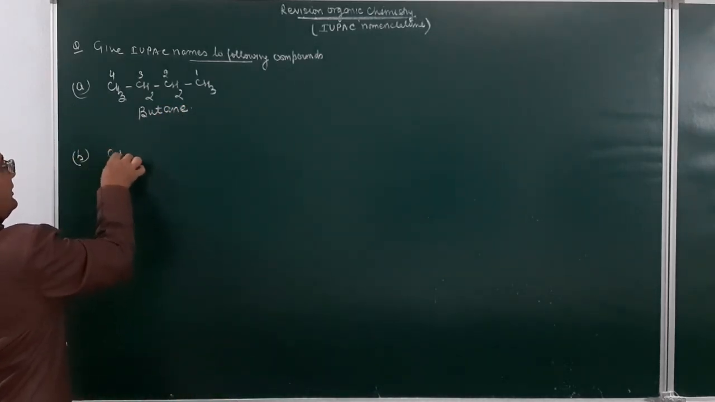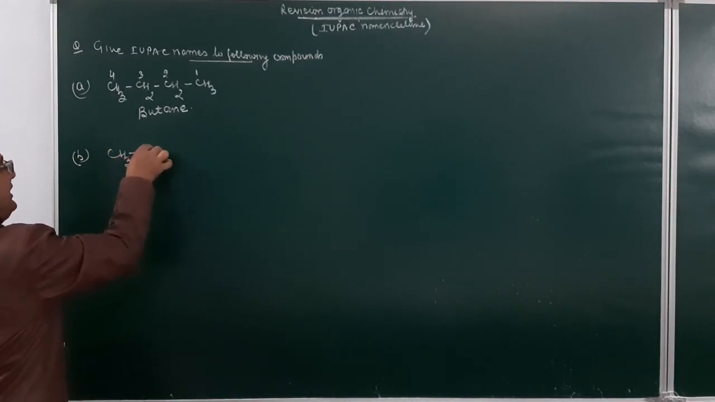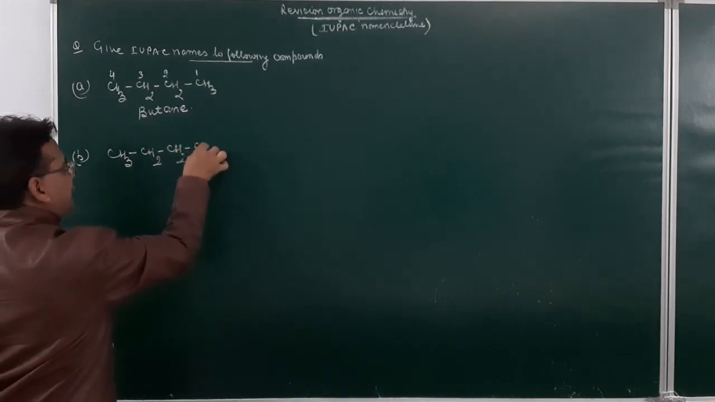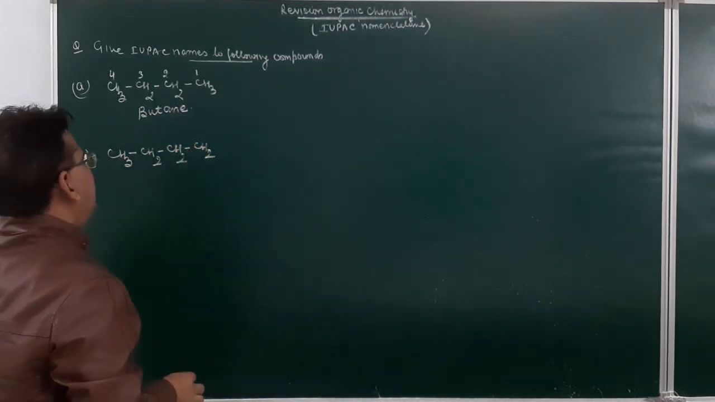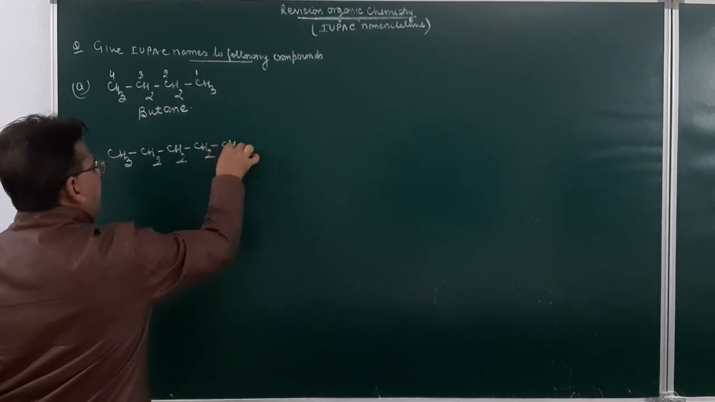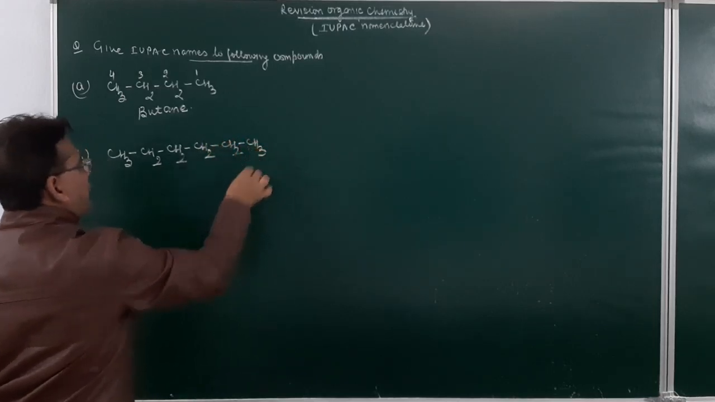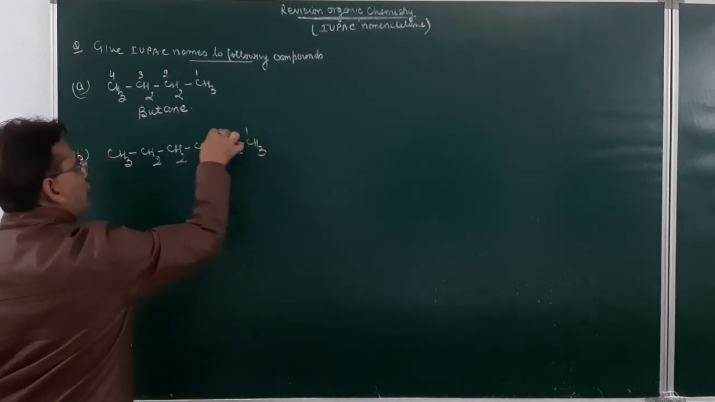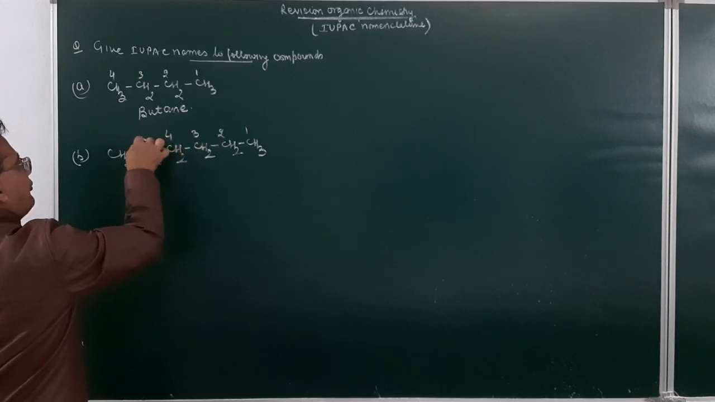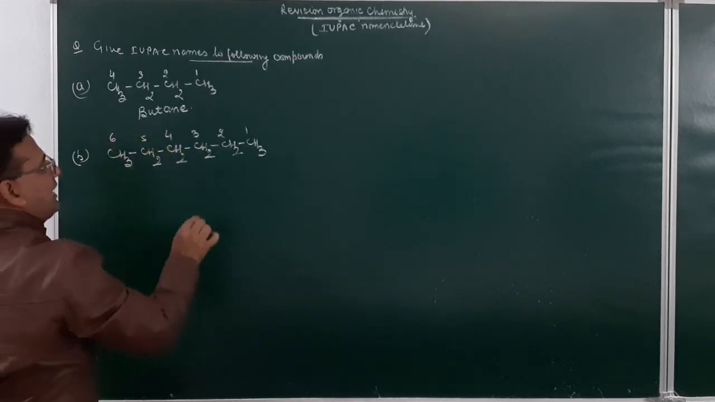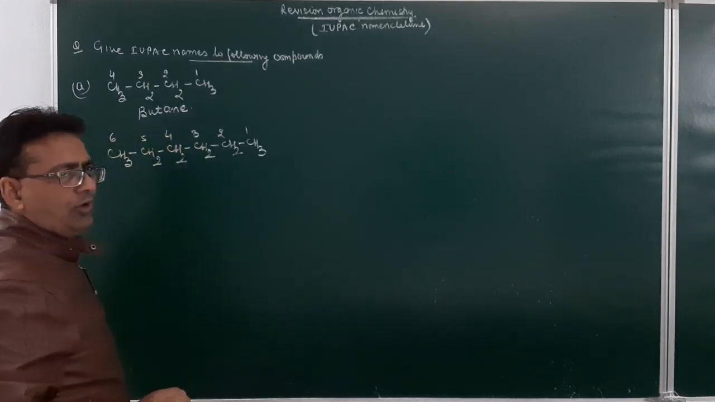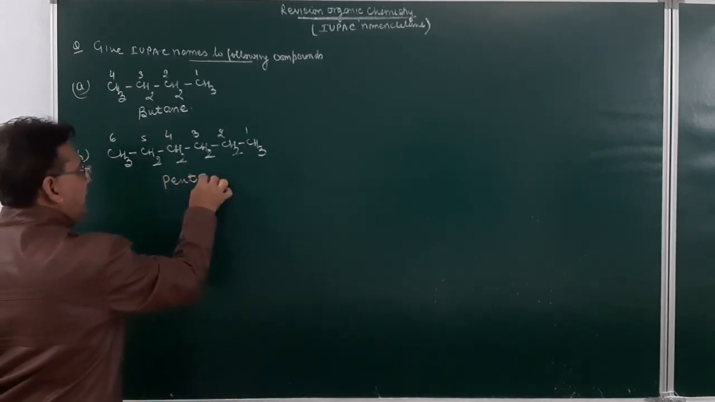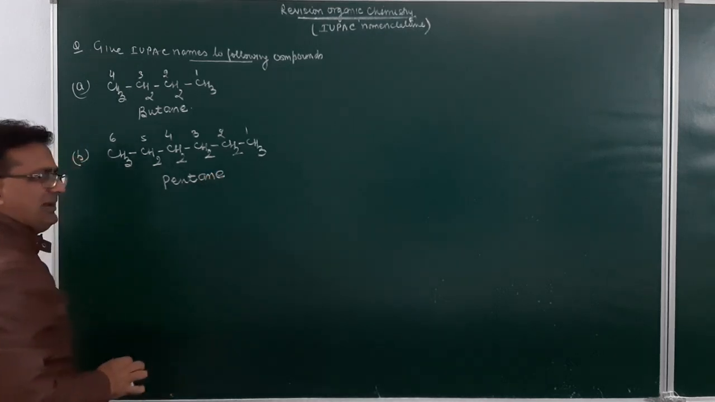Now, look at another one. Suppose we write down CH3, then CH2, then CH2, then CH2, then CH2 and CH3 group. Suppose we want to give the name to this one. How many carbon atoms? 1, 2, 3, 4, 5, 6. How many carbon atoms are arranged in the straight chain? 5. What shall be the root word? Pent. Single bonded ane. So, the name of this compound will be pentane.